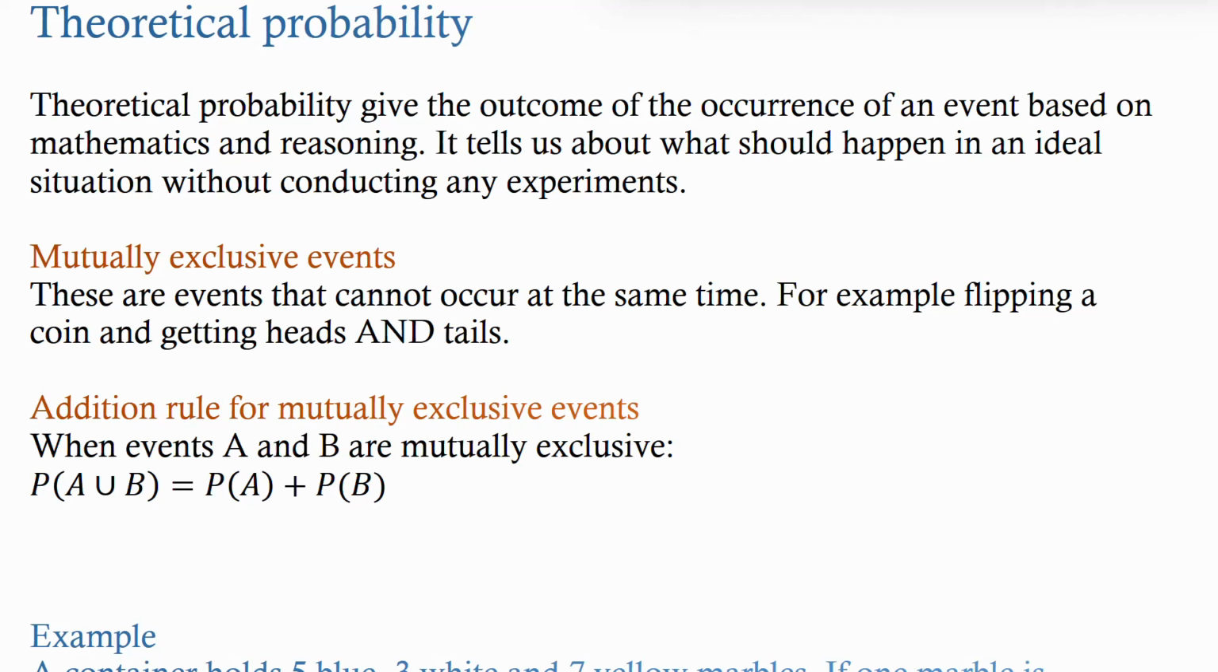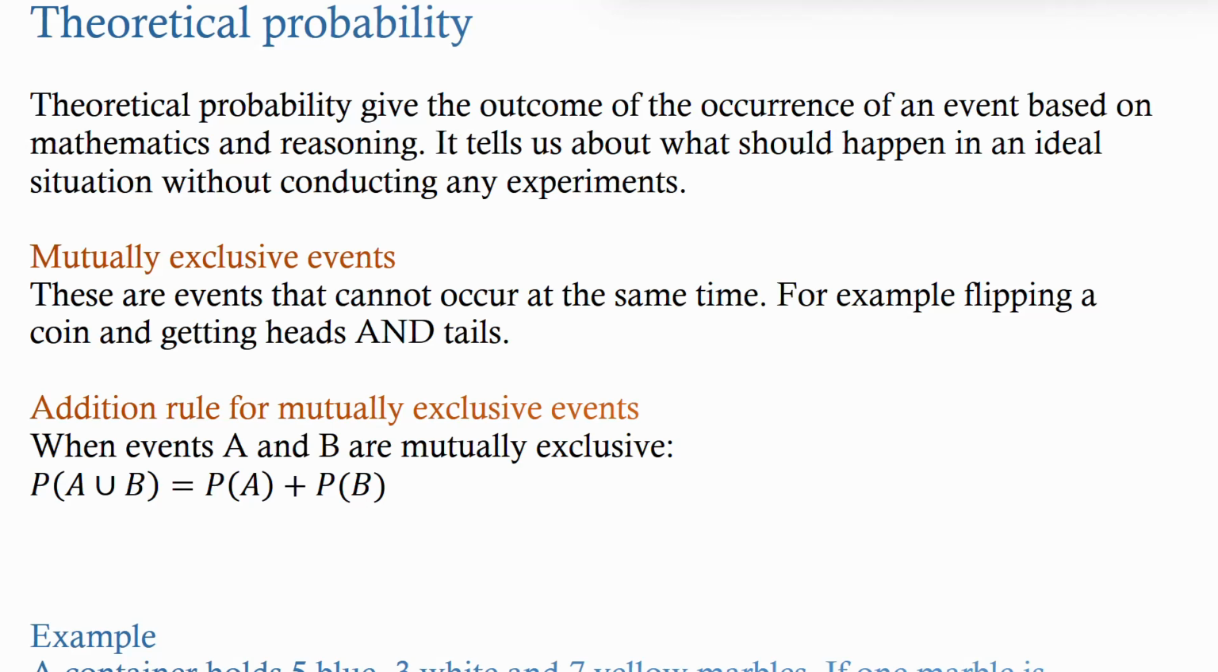So if you flipped a coin 10,000 times, it's very likely that you're going to get a 50% chance of getting heads and a 50% chance of getting tails. The more often you do the test, the closer and closer the probabilities will get to be to that theoretical one. So another thing I just want to introduce is mutually exclusive events.